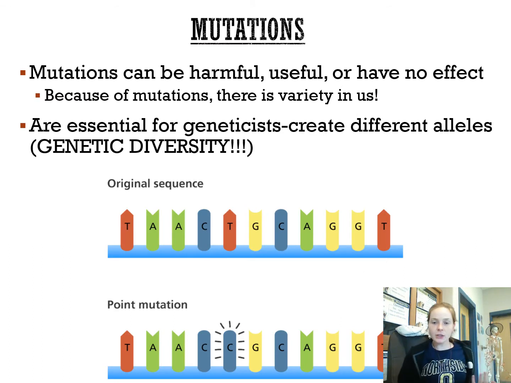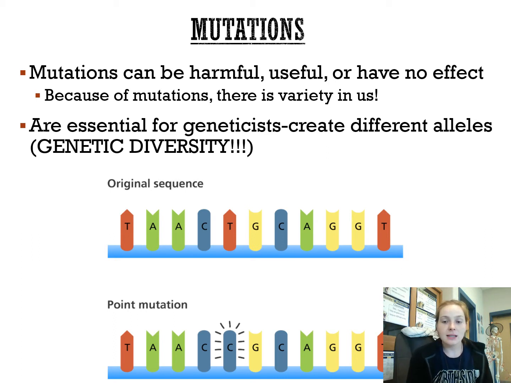As I said earlier, mutations can be harmful, they can be useful or beneficial, or they can have no effect. And actually most of the time they have no effect. Normally people have about 10 mutations in their DNA, and most of them are silent. But mutations are really important for genetic diversity. We talked about crossing over in meiosis during prophase 1, and yes, that's incredibly important for genetic diversity. It mixes up our DNA, all that good stuff.